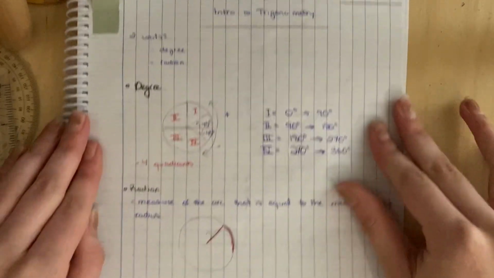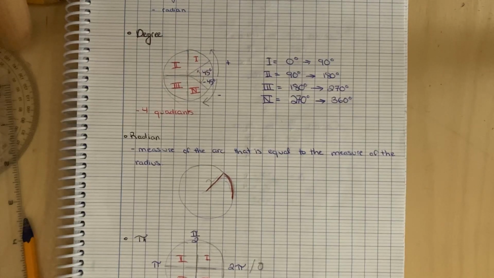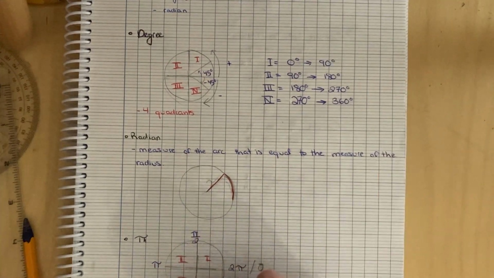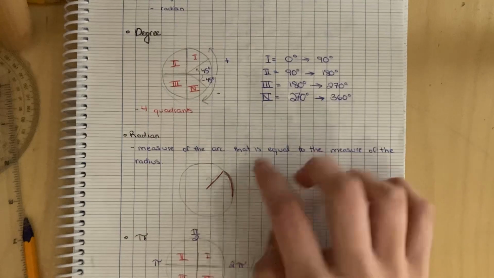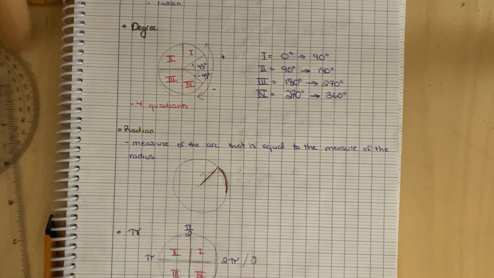A radian is the measure of the arc that's equal to the measure of the radius. The radius is half of the diameter, so the radian is the arc, that part of the circle that's equal to that in measure.